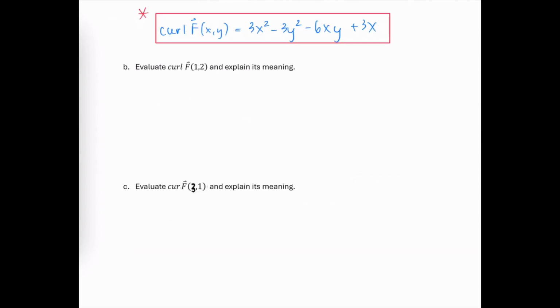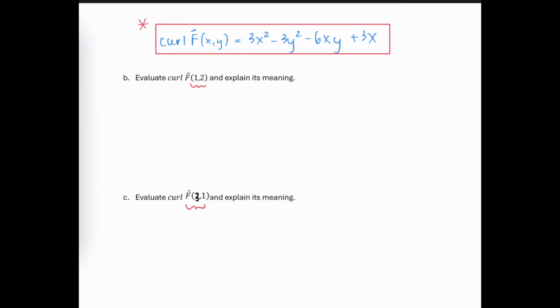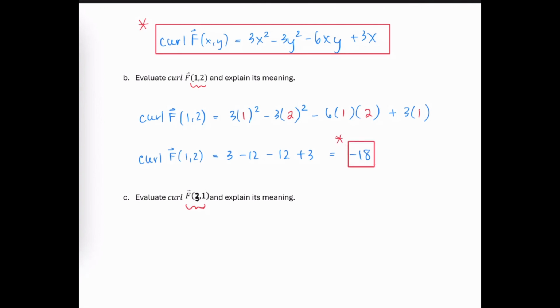Now let's take the curl scalar function that we just calculated and evaluate that at the ordered pair 1, 2, and then again at the ordered pair 3, 1. So for part B, the curl of f evaluated at 1, 2, we plug in 1 for x and 2 for y, which gives us negative 18. And because when evaluating at 1, 2, we get a negative quantity for the curl, that tells us that we should be expecting a clockwise rotation at that point.